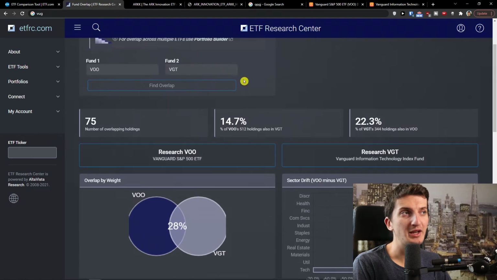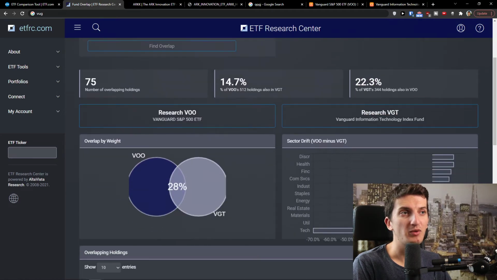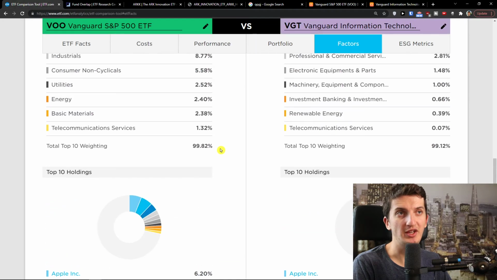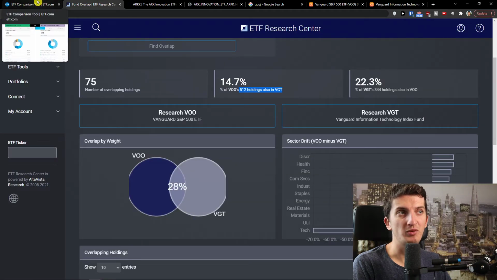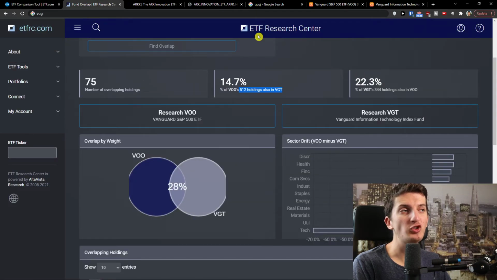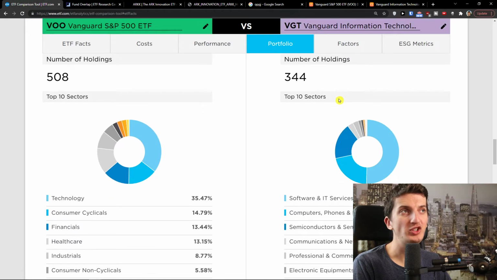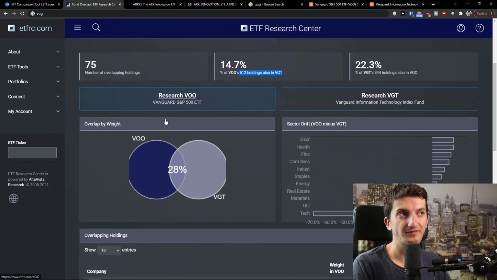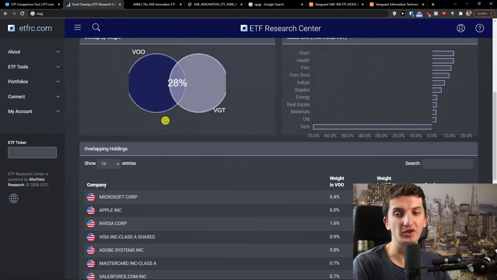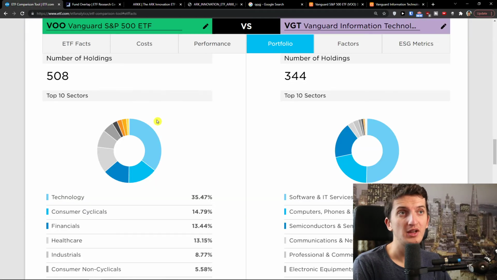And now the last thing that I want to show you is the fund overlap. So 15% of VOO's 512 holdings are also in VGT. 14.7% are also in VGT, and 22% of VGT are in VOO. And by weight, it's overlapped by 28%. So this information is also interesting to know about.